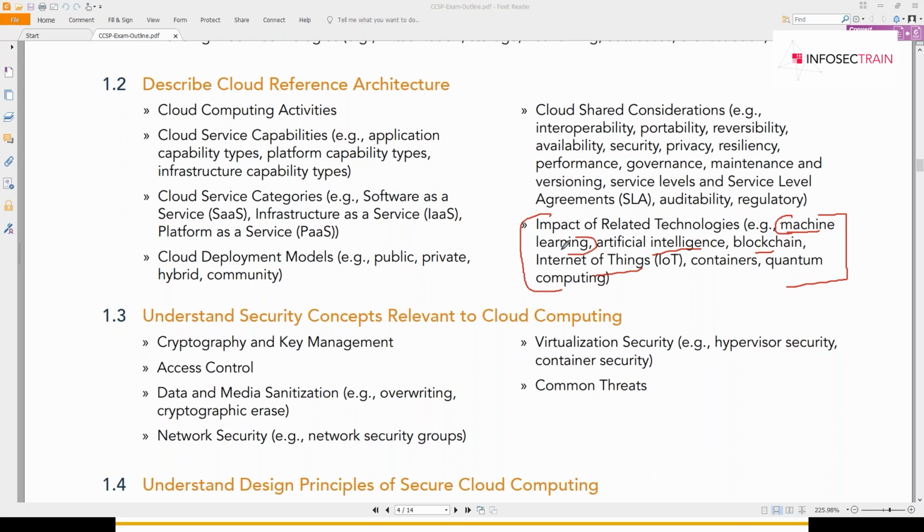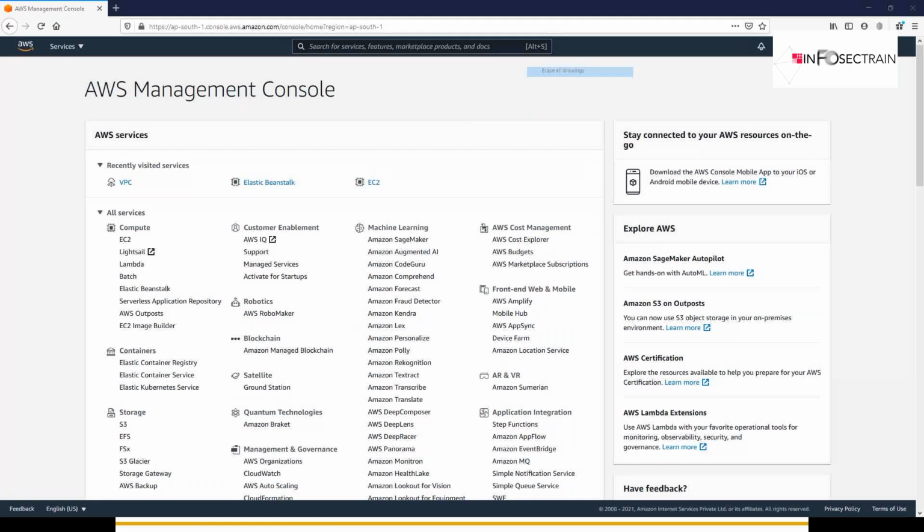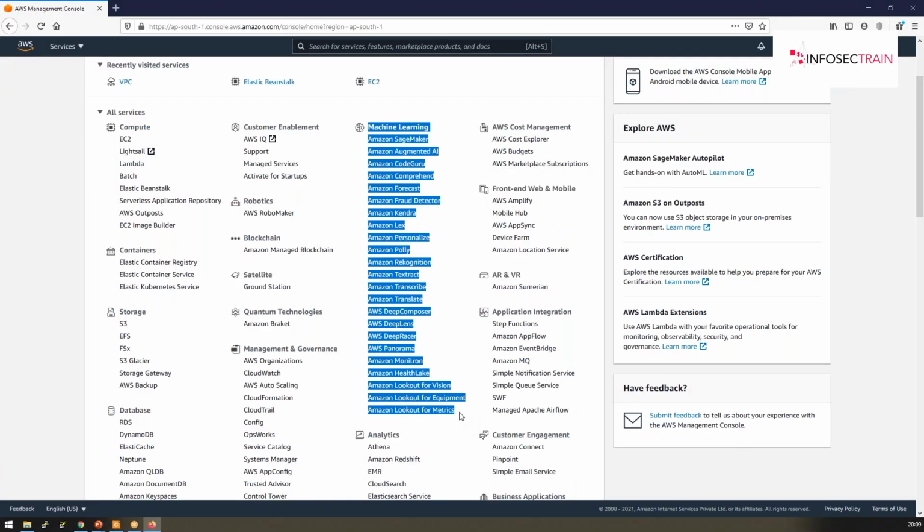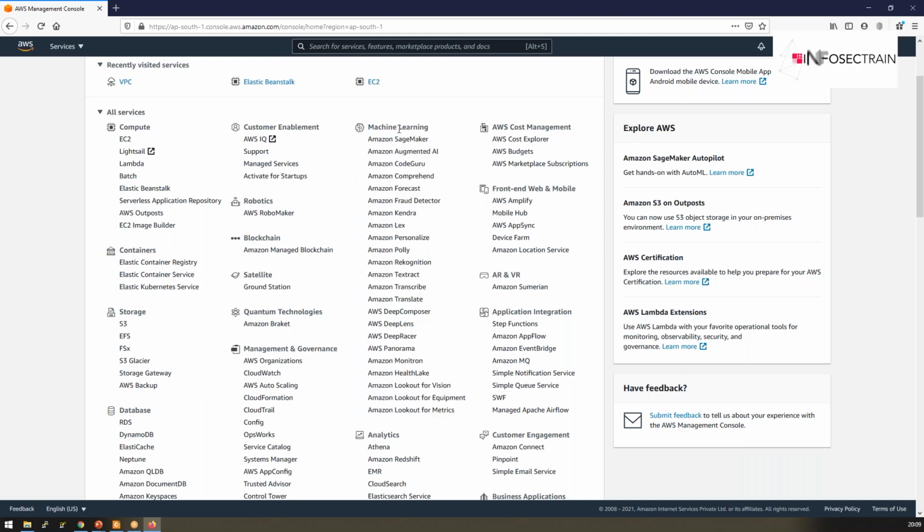IoT means you have a lot of devices, and these devices are able to communicate with each other. I'll give an example. When you go to a cloud service provider like Amazon, we can see there are a lot of new services in the IoT and machine learning part. See this? You have a huge list of services in the machine learning and AI part. Why? Because now a lot of things are using these machine learning services.